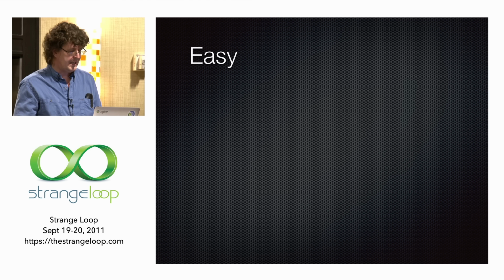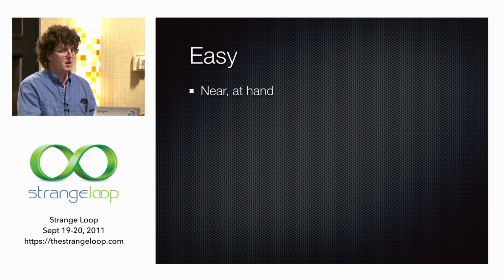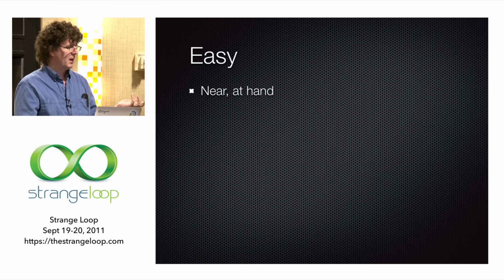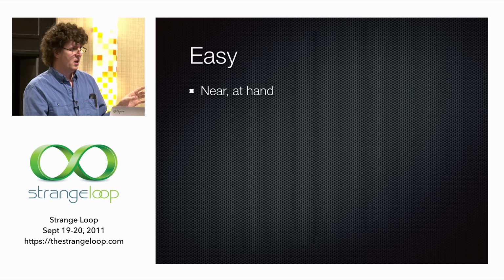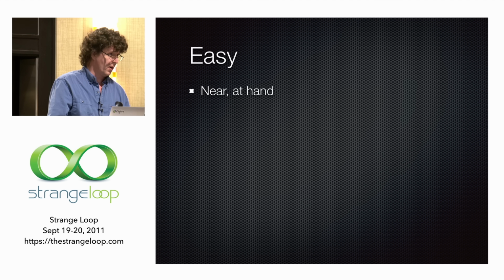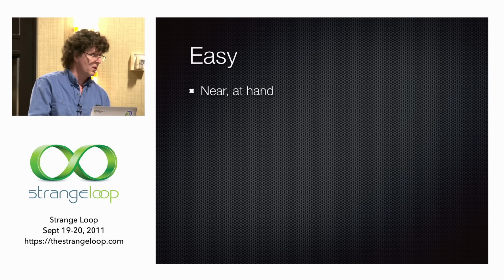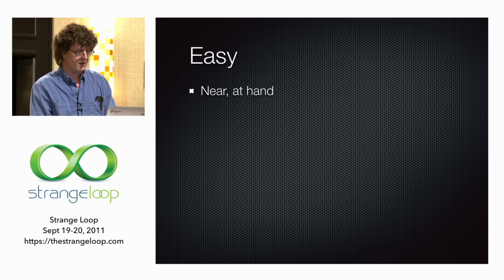So let's look at easy. I think this notion of nearness is really cool. Obviously, there are many ways in which something can be near. There's the physical notion of being near, something like right there. I think that's where the root of the word came from. This is easy to obtain because it's nearby. It's not in the next town. I don't have to take a horse to go get it.